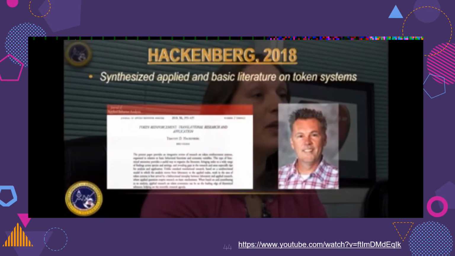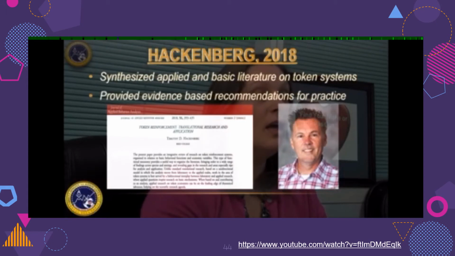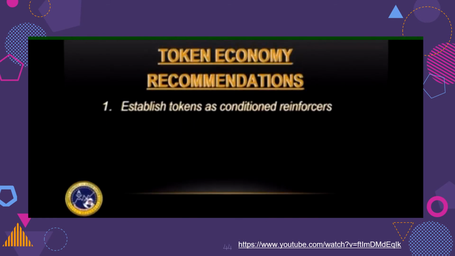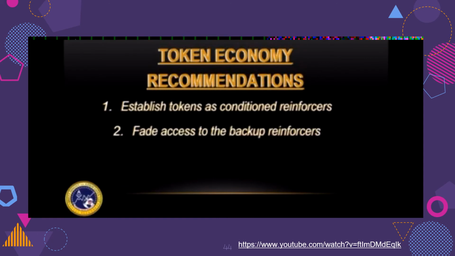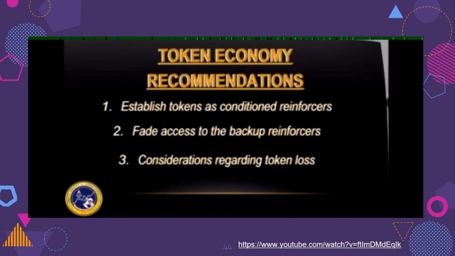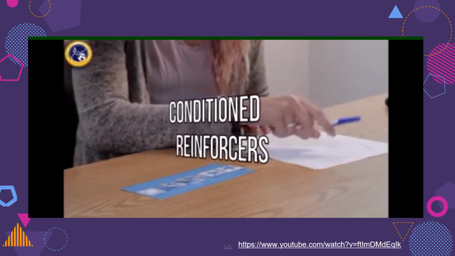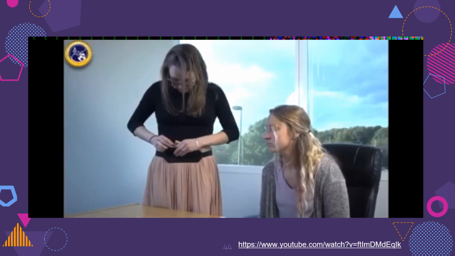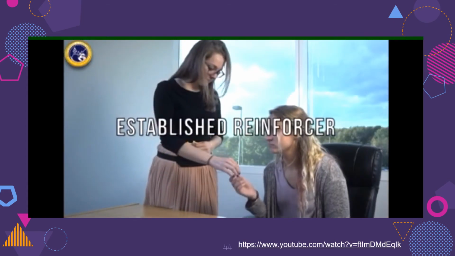Timothy Hackenberg in 2018 recently synthesized the applied and basic literature and devised evidence-based recommendations for practice. Those recommendations fall into three areas: how to establish tokens as conditioned reinforcers, fading access to the backup reinforcer, and considerations regarding token loss as a form of negative punishment. Tokens function as conditioned reinforcers due to their pairing with an already established reinforcer.